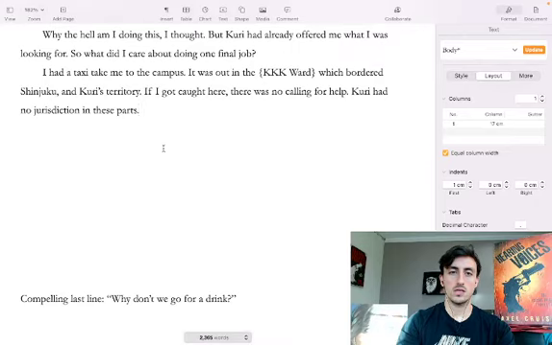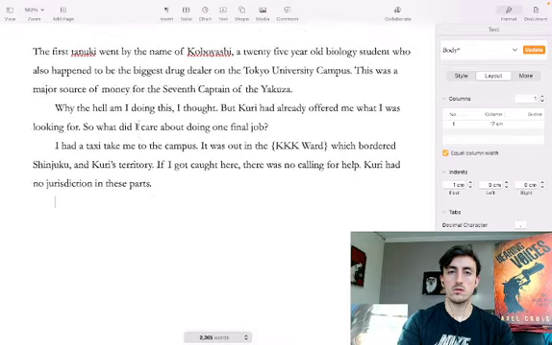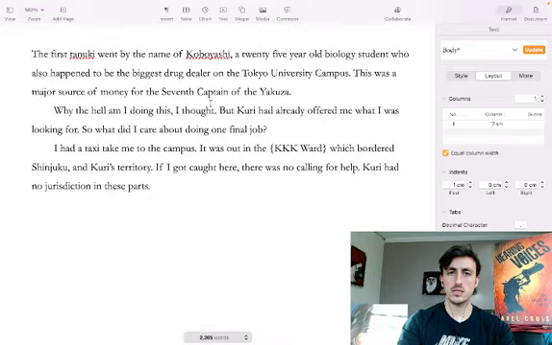All right, so I tax statement. It was out and bordered on Shinjuku. Curie said, if I got here, Curie had no jurisdiction in these parts. All right. What's that guy's name that we said? Kobayashi. That Kobayashi is such a powerful name, though. That's probably a better name for the 7th captain of the Yakuza, but whatever. We'll just run with it as this.